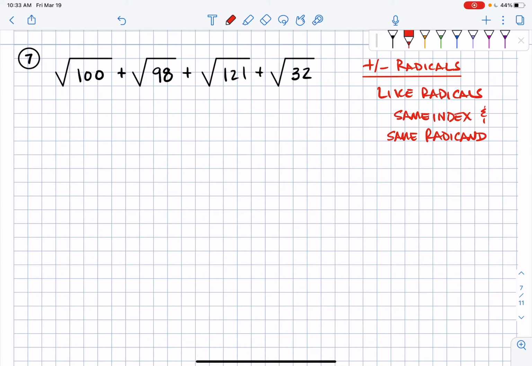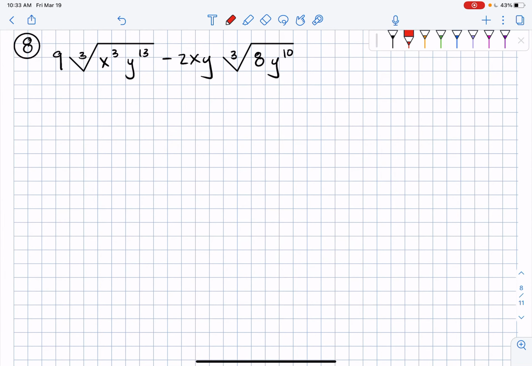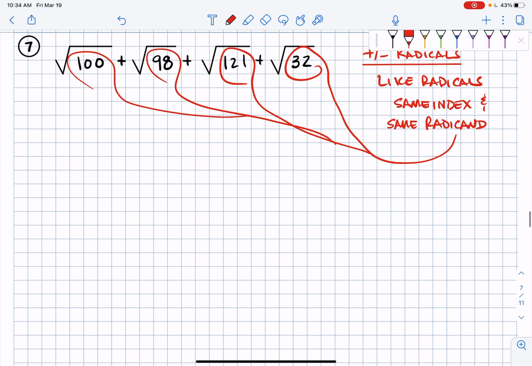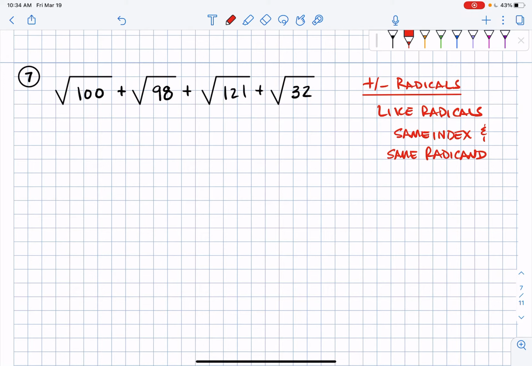And the radicand is what's inside the house. Okay? So this is the radicand here. So this radicand will be the 32 or the 121 or the 98 or the 100. Okay? That's the radicand. All right? So that is what a radicand is. So if it's not the same radicand, then you can't add them. However, it means I can break these down first.